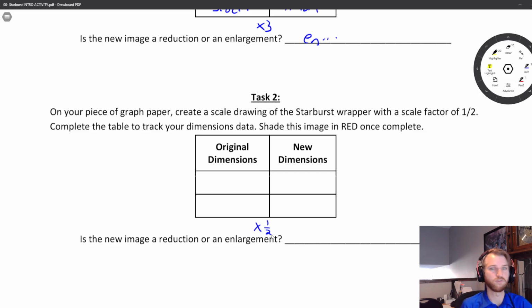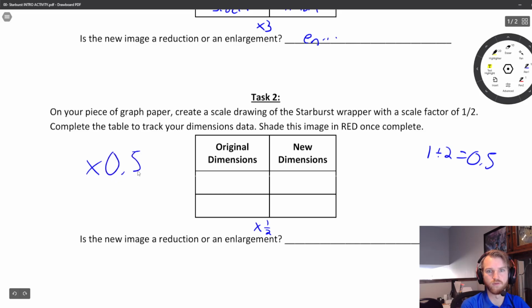You can think of it as a couple different ways. We could think of it as multiplying by this as a decimal. If you were to find this as a decimal in your calculator, you would just say 1 divided by 2, the top divided by the bottom. 1 divided by 2 would be 0.5. So this is really the same thing. Multiplying by half is the same thing as multiplying by 0.5.